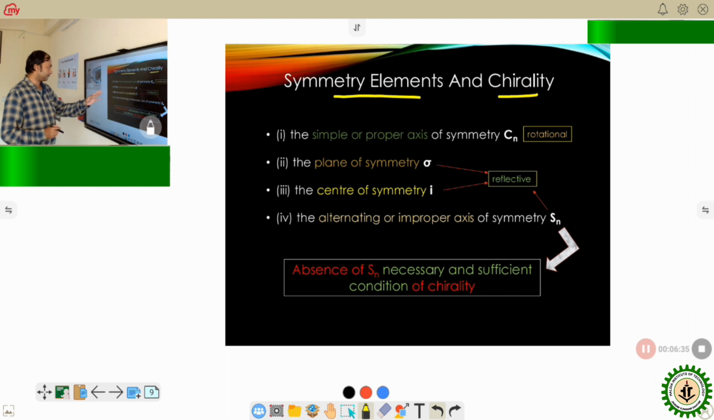These are all reflective symmetry, and this one is also a reflective symmetry, which is called the alternating or improper axis of symmetry. And absence of Sn is the necessary and sufficient condition for chirality. That means if Sn is absent, that means the alternating or improper axis of symmetry is absent, then the molecule should be chiral.